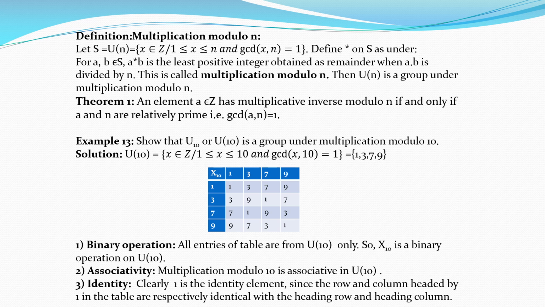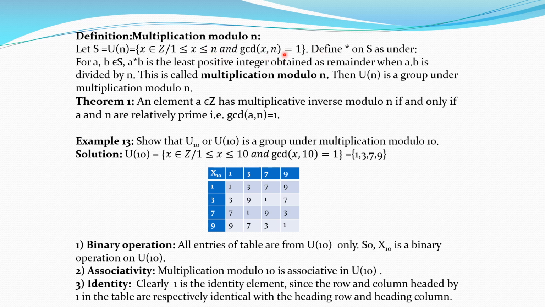Now, multiplication modulo n. Here we are considering one set S equal to Un, which contains x in Z such that 1 less than or equal to x less than or equal to n, and GCD of x and n is equal to 1. So S equal to Un contains the integers from 1 to n such that GCD of x and n is 1. Means all the integers from 1 to n which are relatively prime to n.